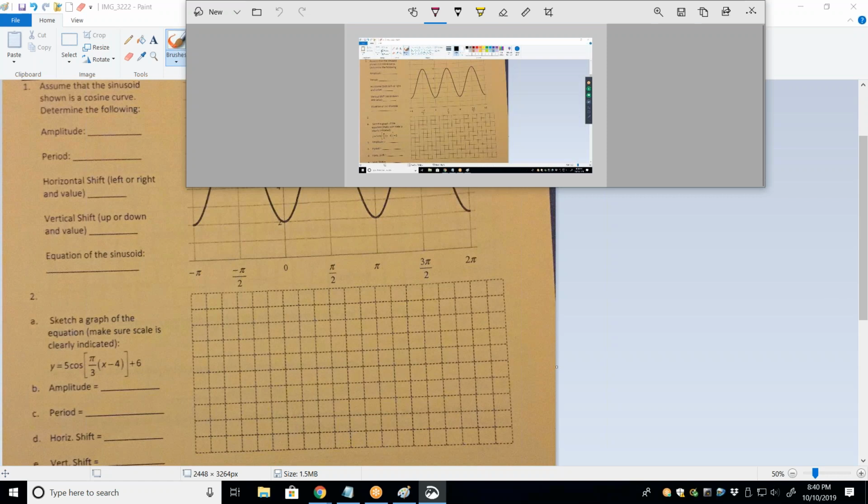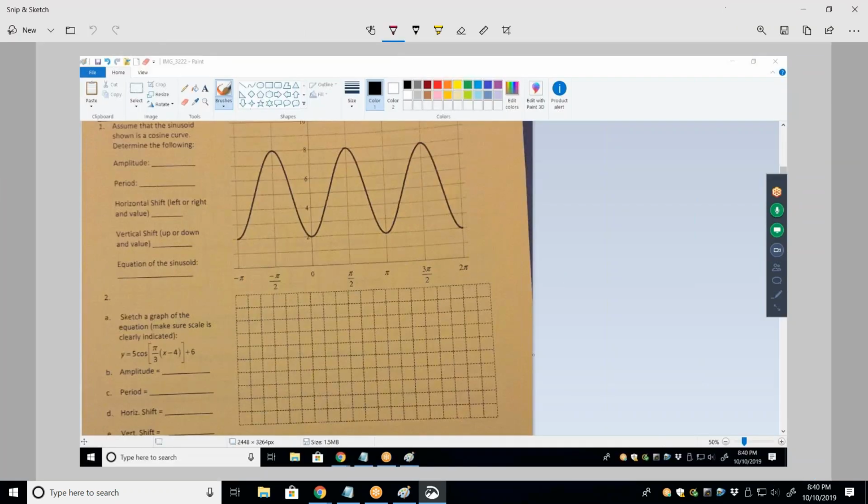Assuming this is a cosine curve, not a sine curve, whereas they tell you it's a cosine curve right there, right? Tell me what the horizontal shift is, and whether it's left or right, and what the value is. In other words, what would I have to do to this curve to make it look like a cosine curve? First of all, you need to know what a cosine curve looks like. This is what cosine curves look like. Okay?